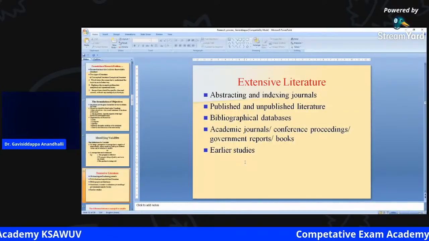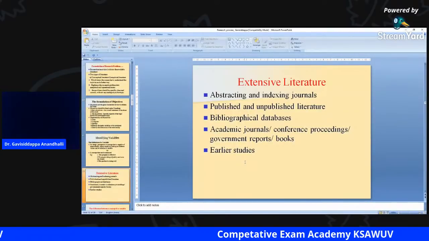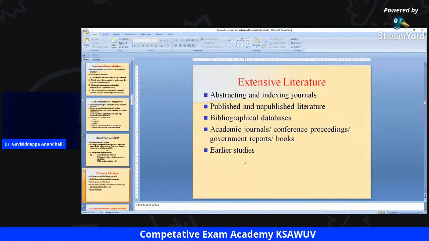Published and unpublished literature, there is plenty, in the form of theses, dissertations, journals, magazines, newspapers.